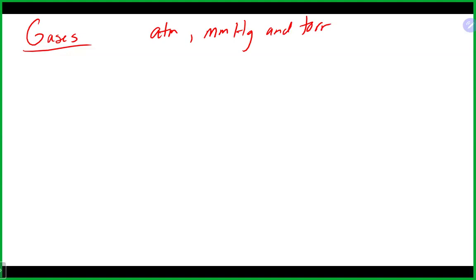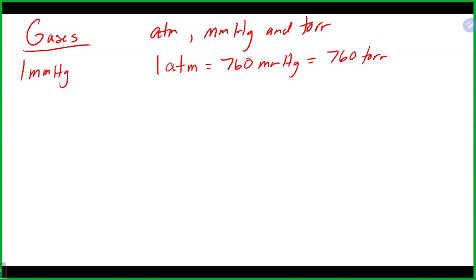And again, the relationship between these different units is 1 atmosphere is equal to 760 millimeters of mercury and 760 torr, as a millimeter of mercury is equal to a torr. So it's like a 1-to-1 conversion between the two. So 760 is your magical number there to convert between them.